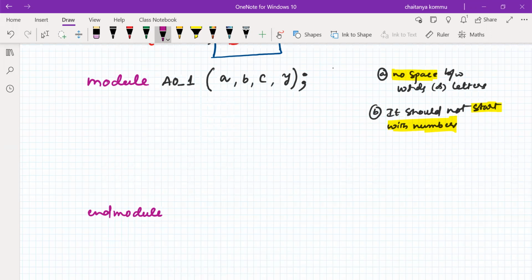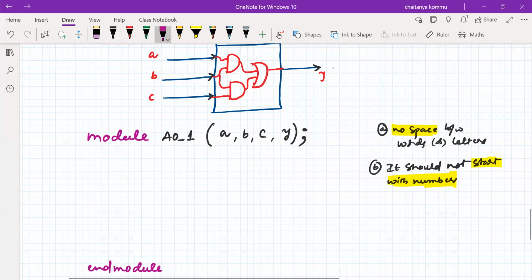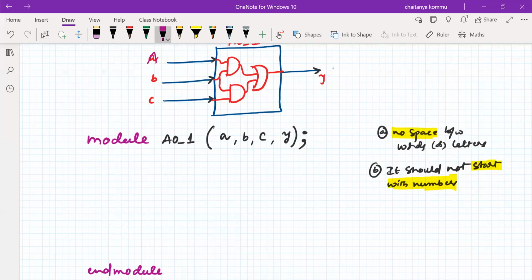The endmodule also is a keyword. Whenever I'm writing in purple color, you understand that that is a keyword. Whenever I'm writing in black color, that is user defined. It is not necessary to write small a, capital also we can write it. But the usual practice is we write small lowercase letters only. So I'm writing in that way.